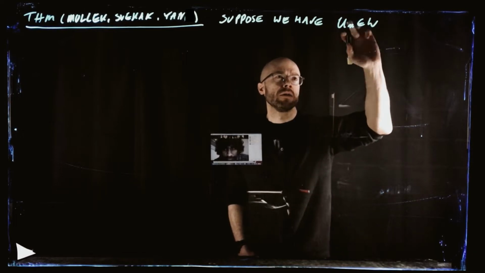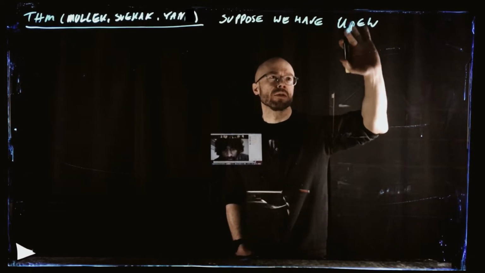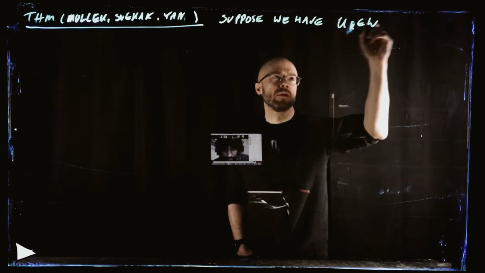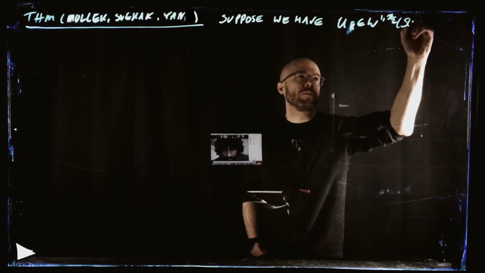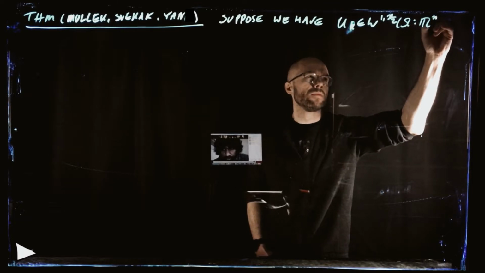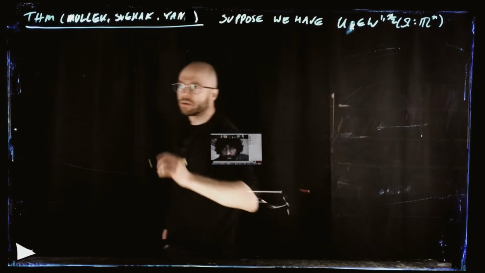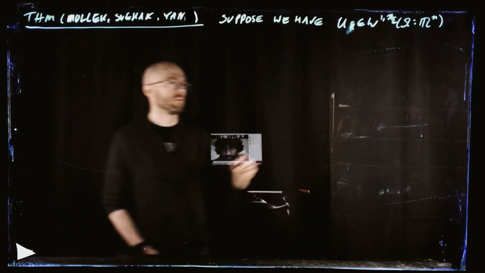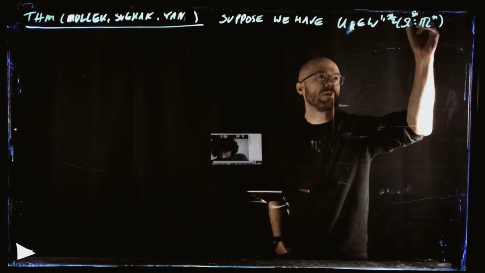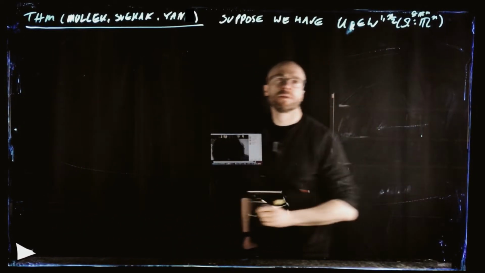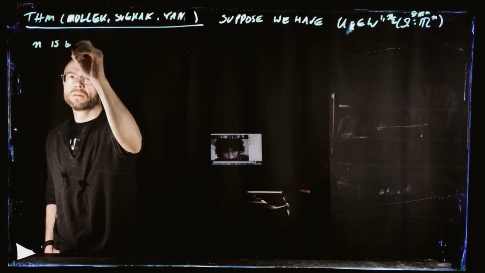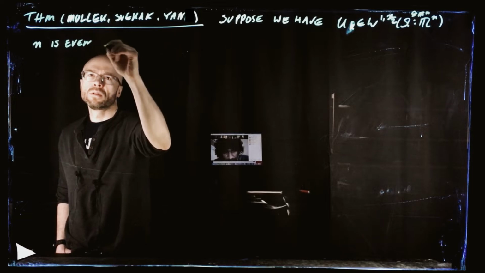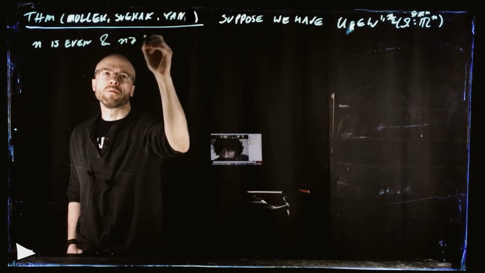u_k belong to W^{1,n/2}(Ω, R^n). Ω is in R^n, of course. So we'll write that here. n is even, and n is bigger than or equal to 4.